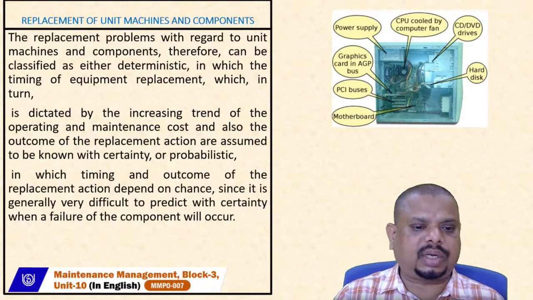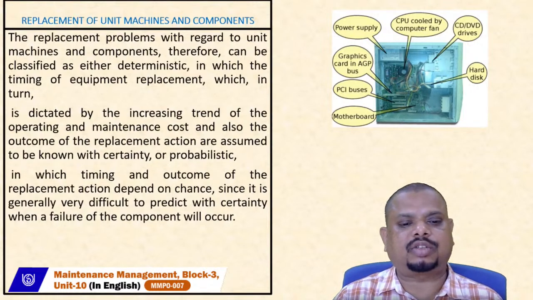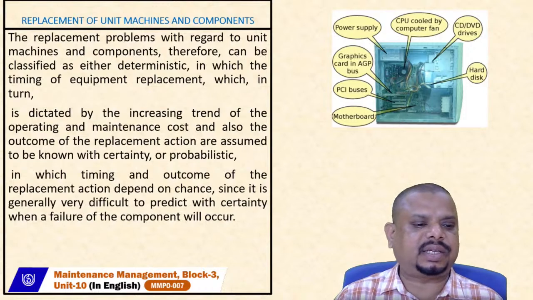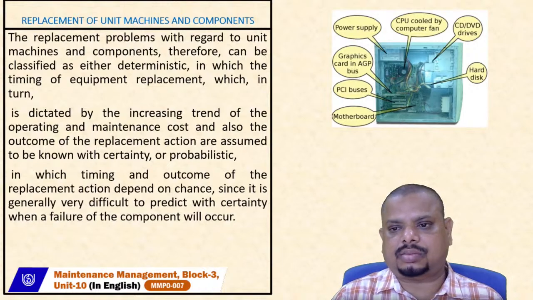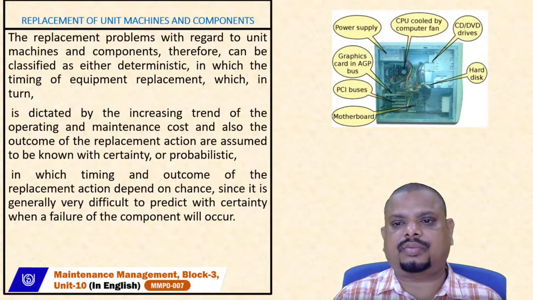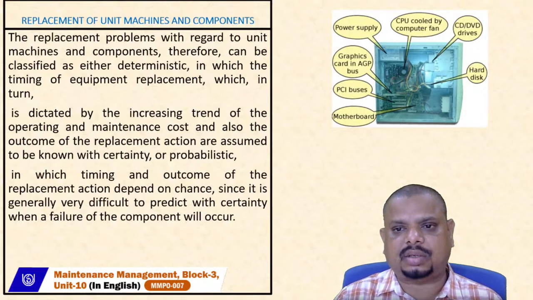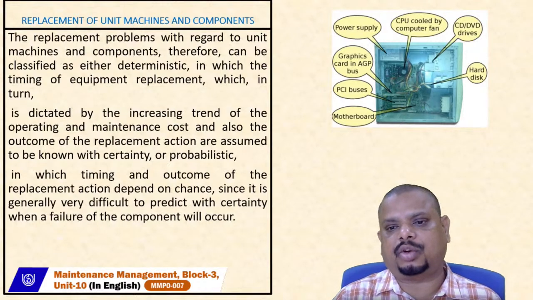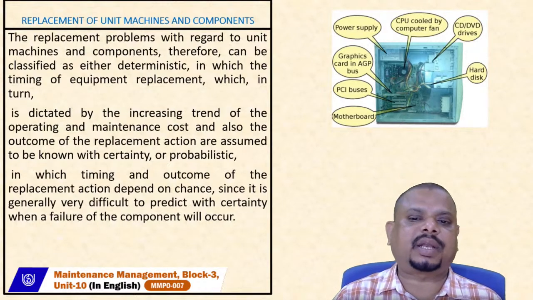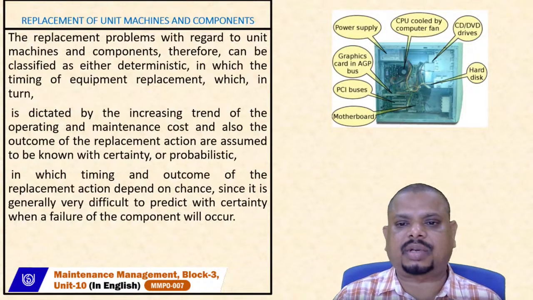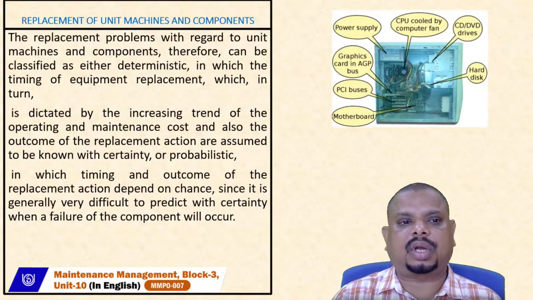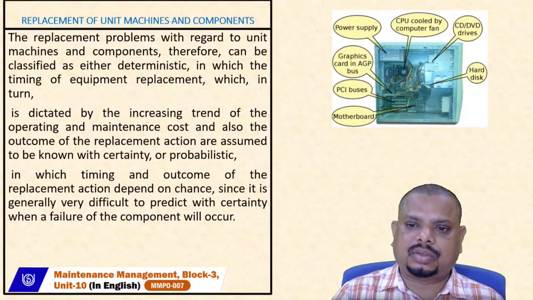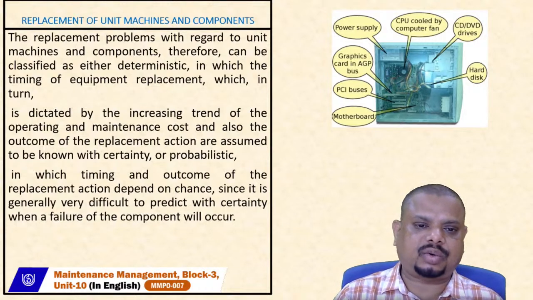In the other case, the timing and outcomes of the replacement action depend upon chance, since it is generally very difficult to predict with certainty when the failure of a component will occur. So we never know the certainty of failure in the case of CPUs. For example, there may be some power supply disruptions, maybe the cooling fans or computer fans may be jammed, or maybe some technical glitches happen in the case of PCI buses or graphics cards. We cannot predict these uncertainties of failures. So when a failure occurs, then we will provide the replacement. This is the typical example of CPUs, especially with reference to desktop computers.